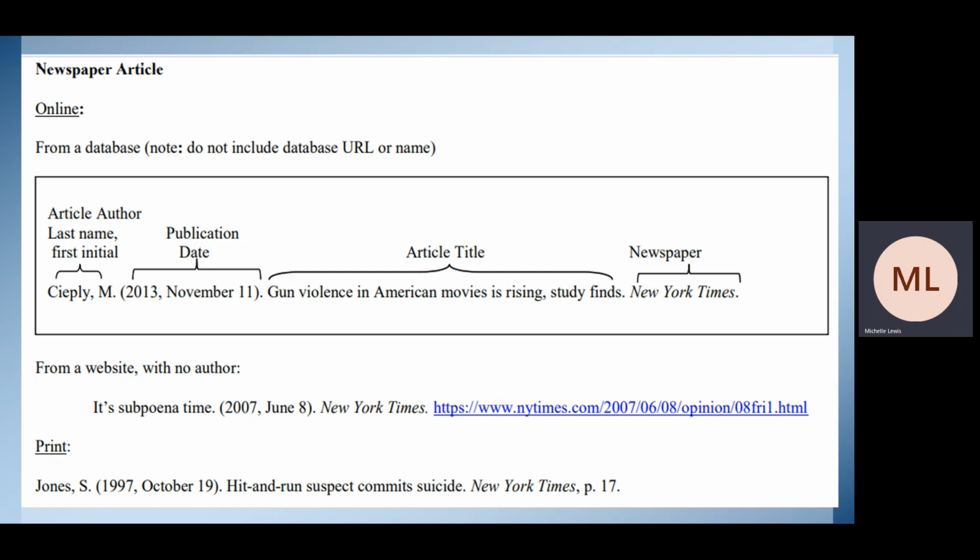As a point of information, please note that for both online and print articles from the newspaper, the publication date is in bracket with the year that it was published, 2013, the month, and the date. So that is November 11. So all of that is written out.